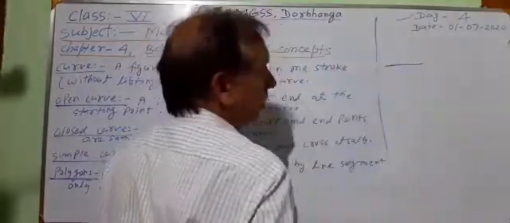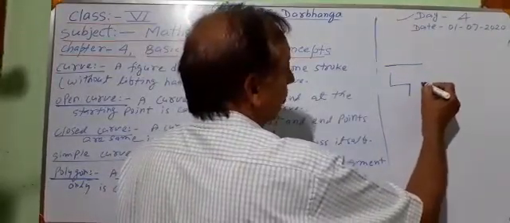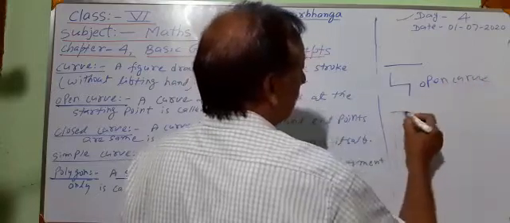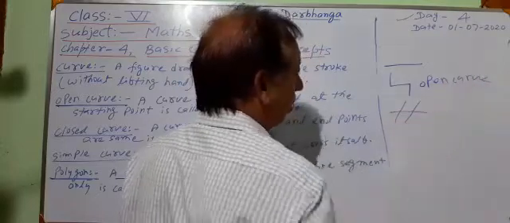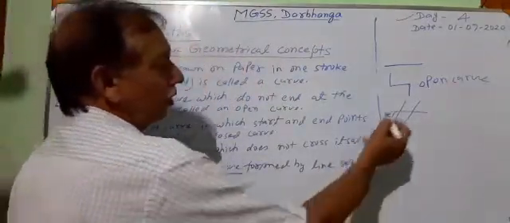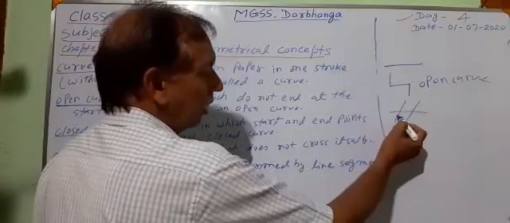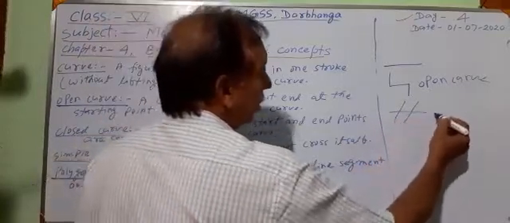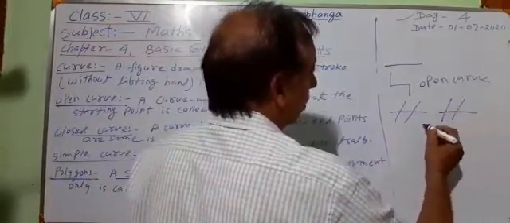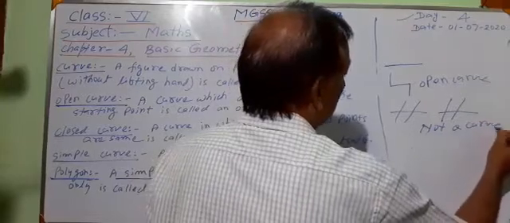This is a curve and an open curve. This is also an open curve. This is also an open curve. And is this a curve or not? This is not a curve. Why is it not a curve? Because we cannot draw it in one stroke. I have drawn it after lifting the hand. First I have drawn this, then this and then this. So this is not a curve.